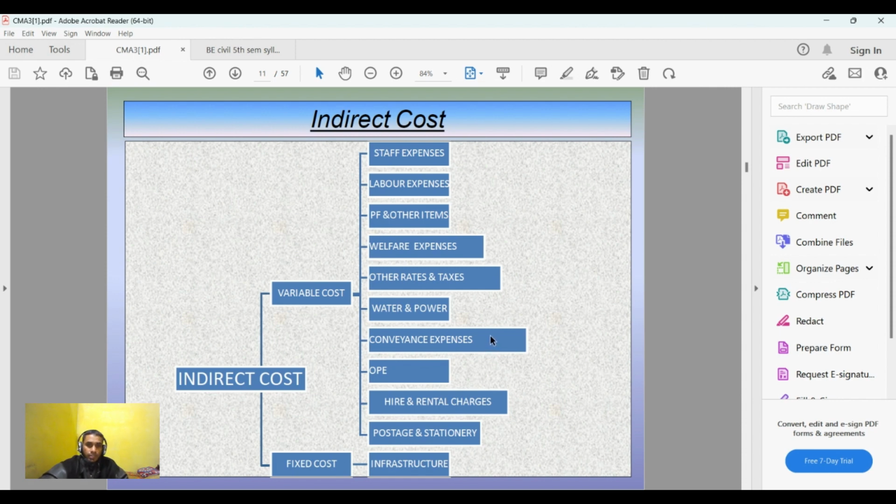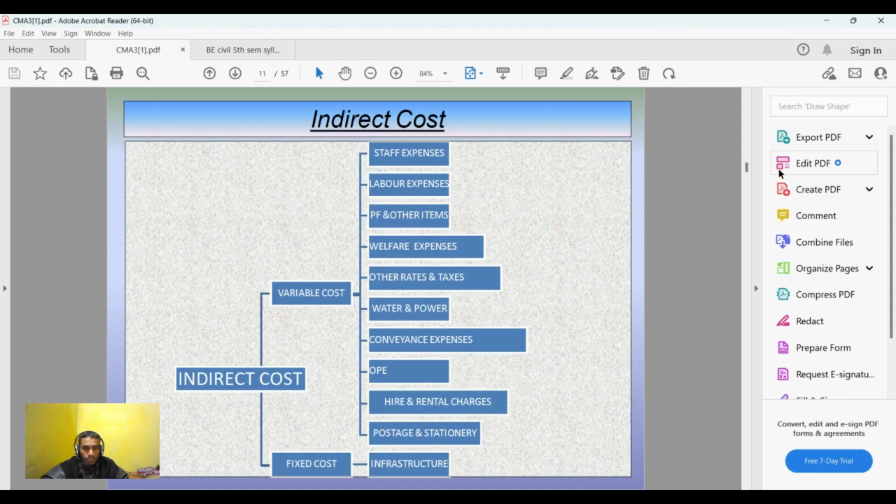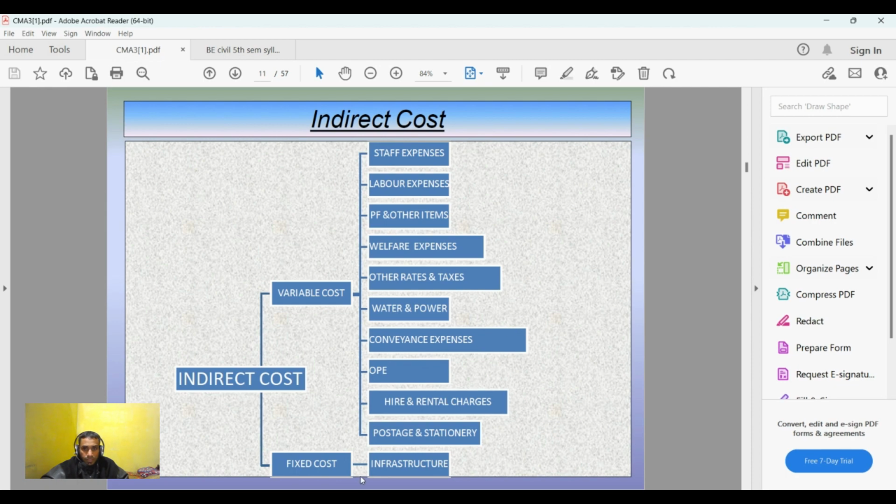Okay, you need to pay for that. Then conveyance expenses, okay, the amount of money or fuel which is required in transporting the material goods from the particular source to the particular site. OPE, okay, I'll let you know what OPE stands for. The hire and rental charges of the office setup. Then postage and stationery, that also comes under the indirect cost here.